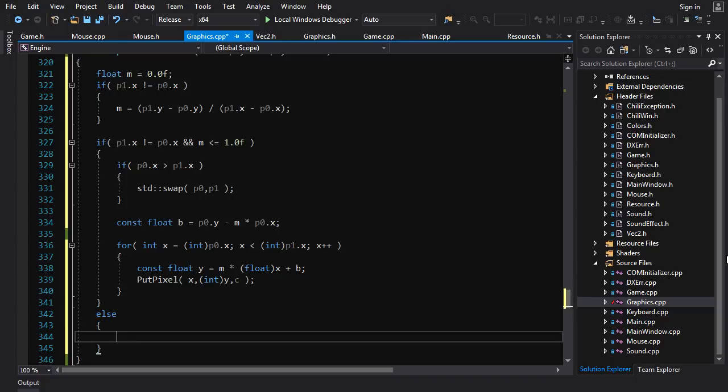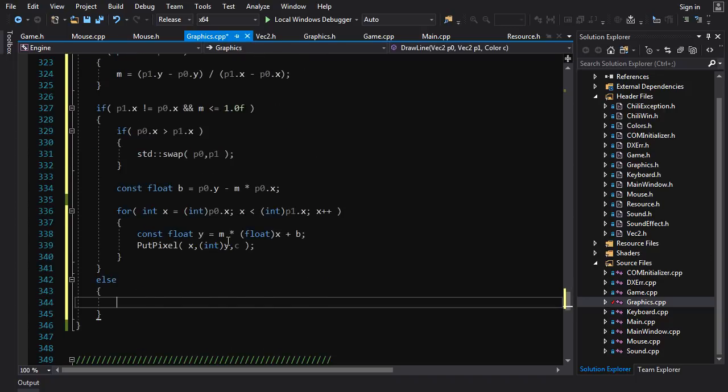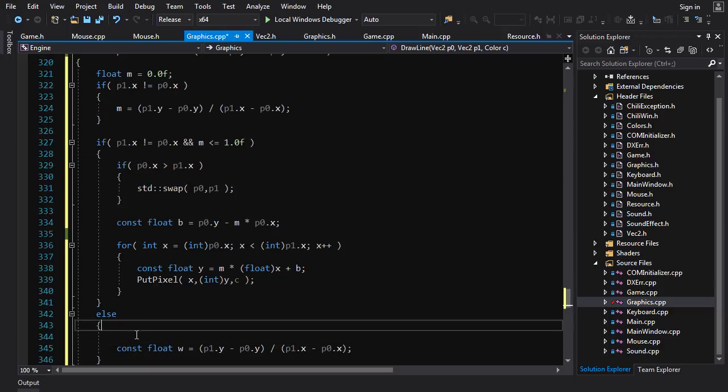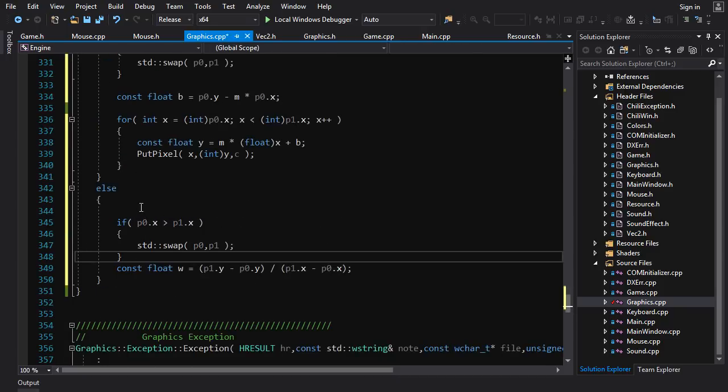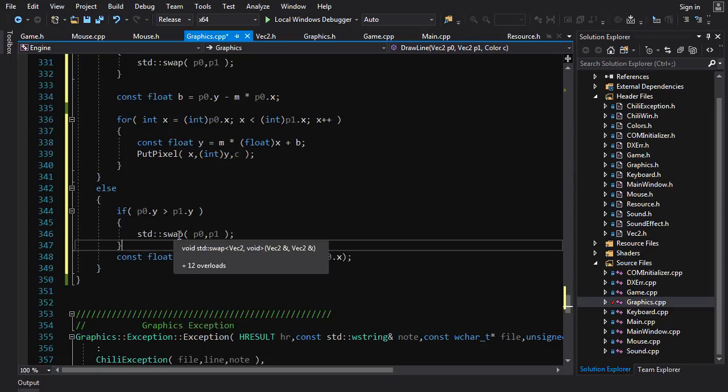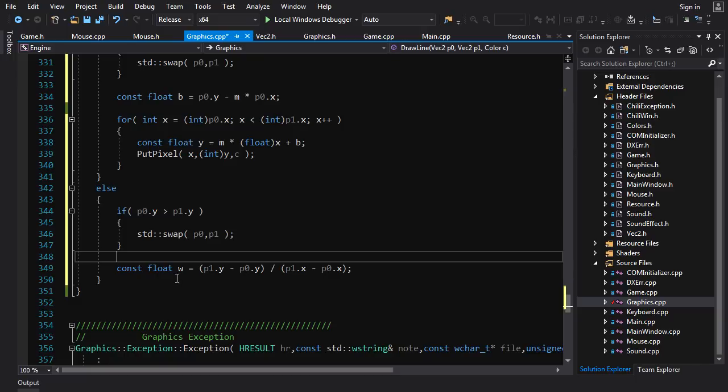if we have a vertical line, we need to reevaluate our life decisions. So we want to calculate W, which is going to be basically the inverse of m. Well, first off, let's get our points into the correct order. So we want to order them not by X, but by Y. So if P0.Y is greater, then we want to swap them. So we want P0.Y to be less than or equal to. Then we can calculate W, which is going to be the run over the rise.